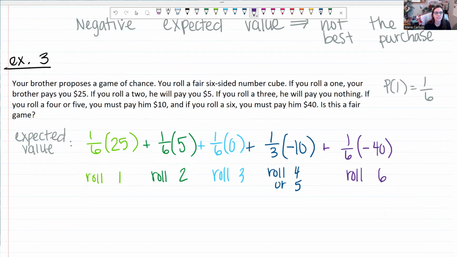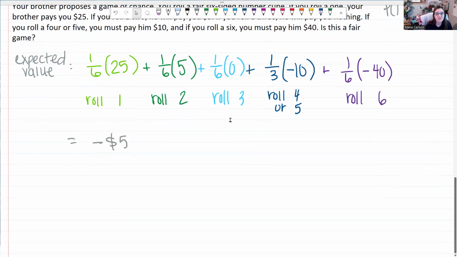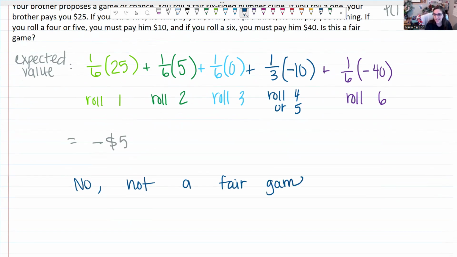All right, so calculating this expected value, the expected value is negative $5. So on average, however many times I play this, I'm probably going to end up paying him about $5 on average. So no, this is not a fair game. The odds seem to be stacked a little bit more in your brother's favor. They're going to pay him out a little bit more.